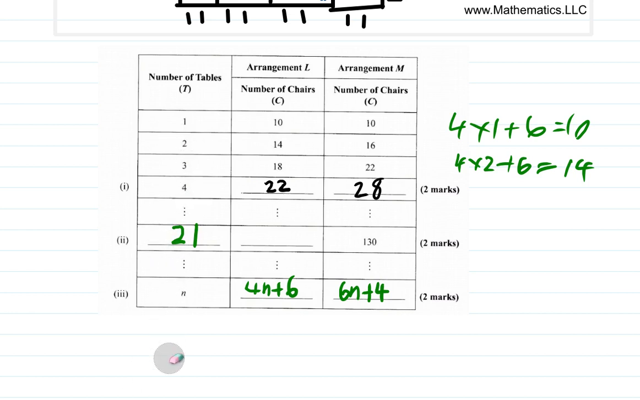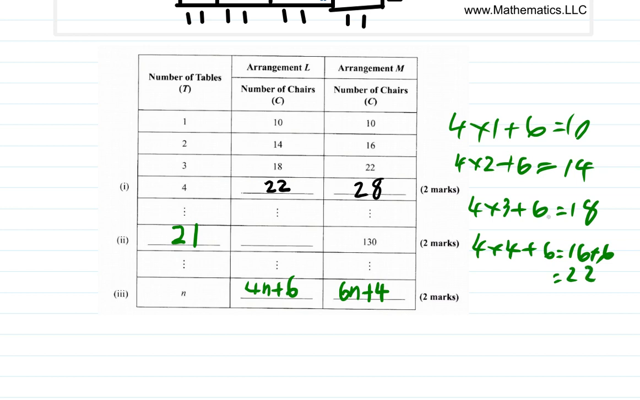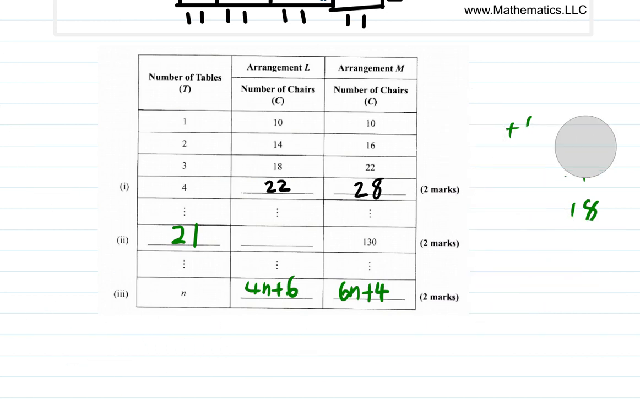What about 3 tables? With 3 tables, you have 4 by 3 plus 6. 4 by 3 is 12. 12 and 6, 18. Is it 18? Yes, it is 18. Good. Alright, so it seems to be working out well. With 4 tables, 4 by 4 plus 6, which is 16 plus 6 is what? 22. So it's 22. So we can be confident that the formula is 4n plus 6.